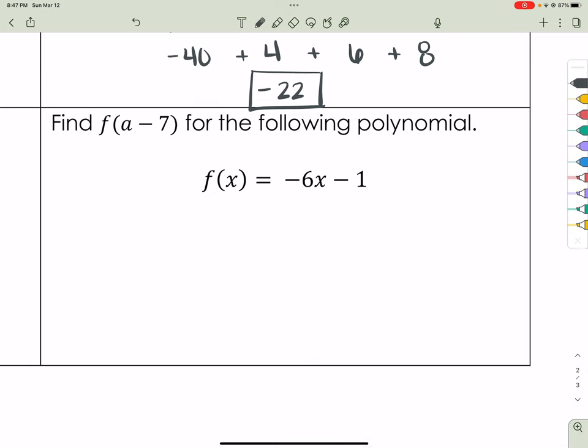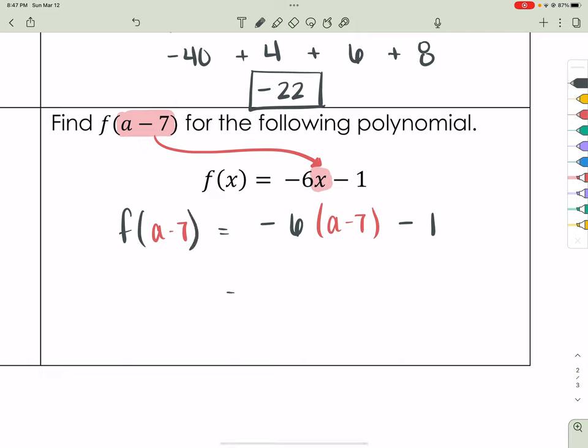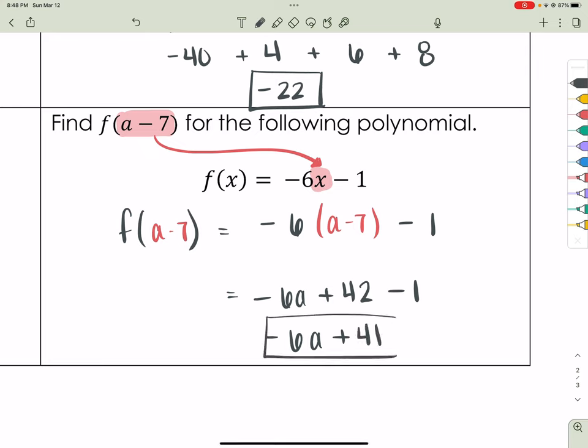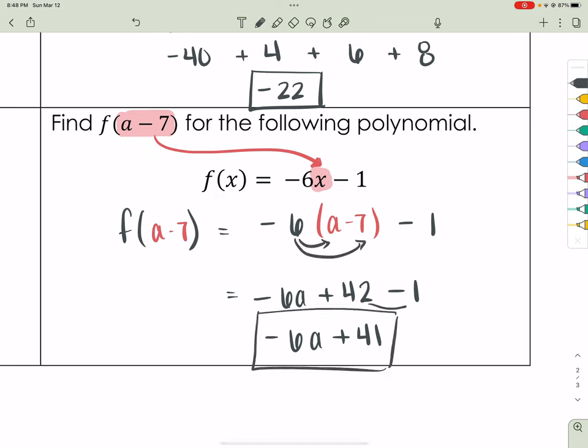All right, and my last one, I'm going to do the same thing as the one to the left. F of a minus 7 means that I'm going to replace a minus 7 where there was an x. And so I've got negative 6 times a minus 7 minus 1. And that's going to be f of a minus 7. Distribute negative 6a plus 42 minus 1. Negative 6a plus 41 is going to be my answer on that one after I distribute and then combine up like terms.